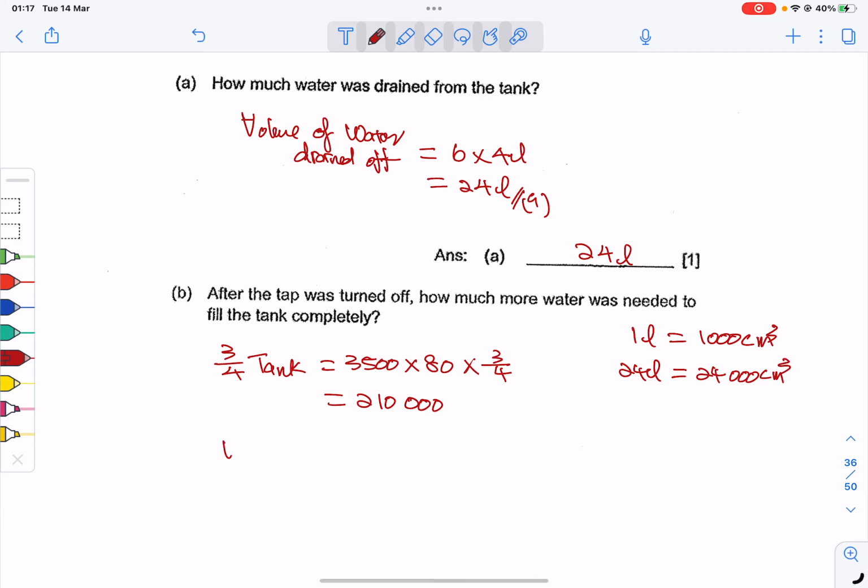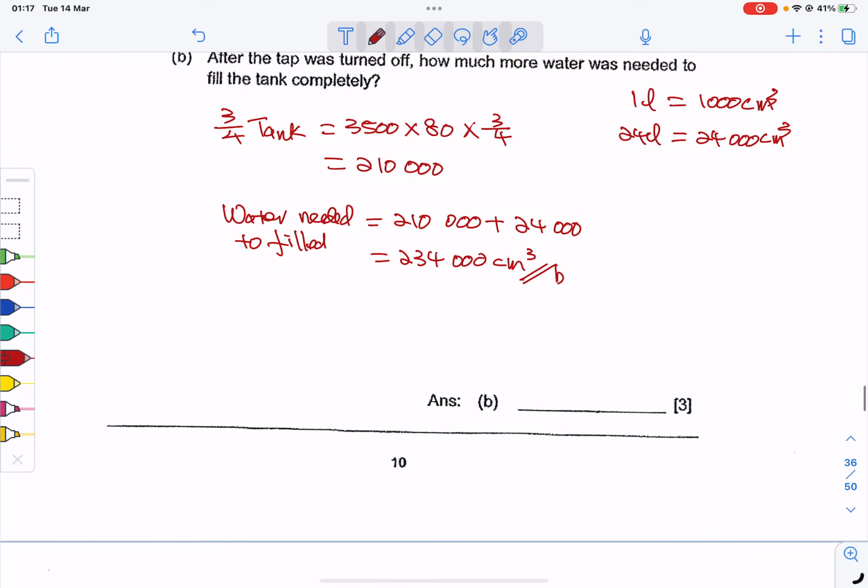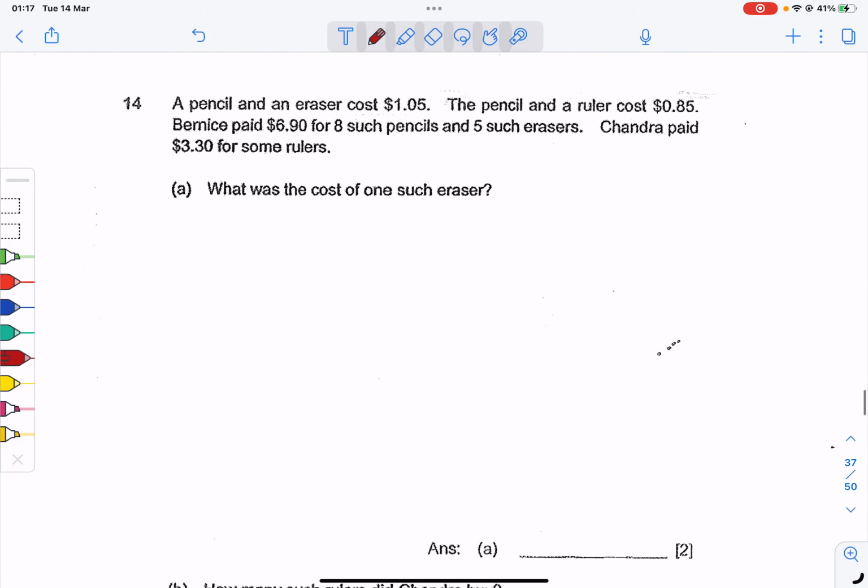Okay, so the water needed to fill will be the empty container, 3/4, plus whatever has been drained off, the 24,000. So we have 234,000 cm³. So the answer will be 234,000 cm³ of water is needed to fill the tank completely.